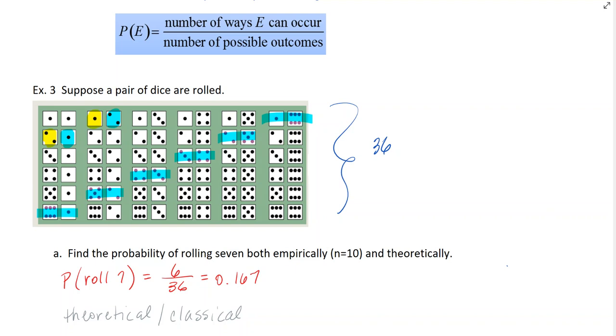Now, the second thing this problem says is that I want to figure out my probability of rolling a 7, but I want to do it using an empirical method. So the probability again of rolling a 7.